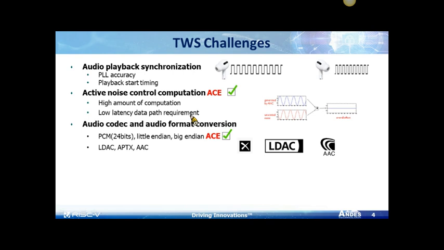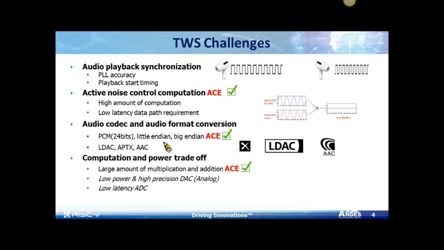The next challenge is audio codec support and audio format conversion. Normally, when the Bluetooth system receives data from the master device, the data format could be 16 bits little endian, and the device output interface may require a 24 bits big endian format. If we let the CPU run this kind of routine job, it will occupy a lot of CPU resources. So in this case, we have made a customized instruction to solve the problem. Also, the TWS platform has to support different kinds of audio codecs, for example, LDAC, aptX, AAC, etc.